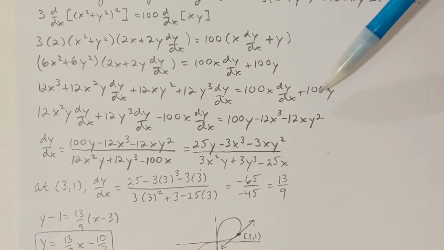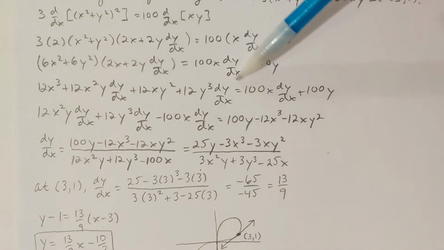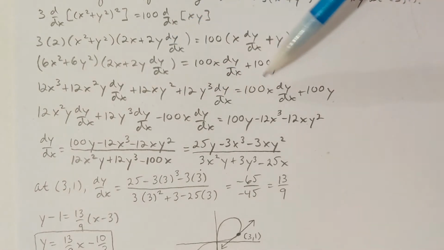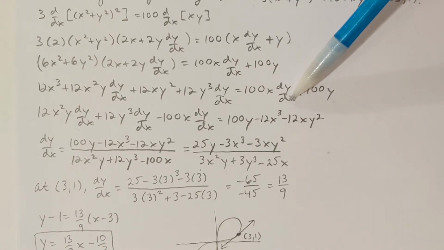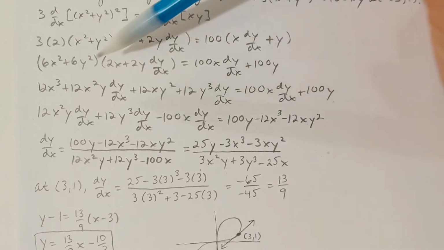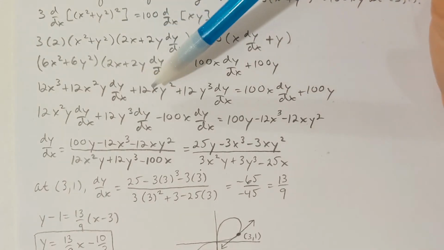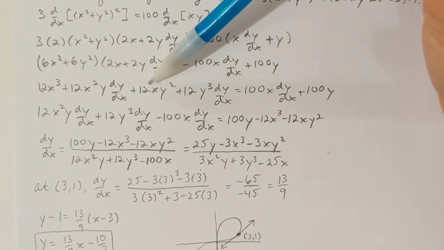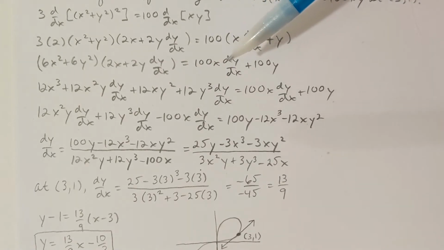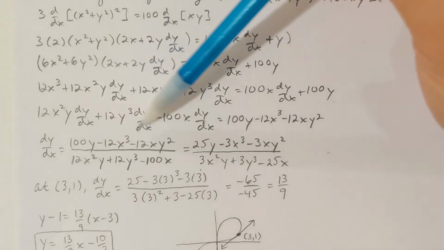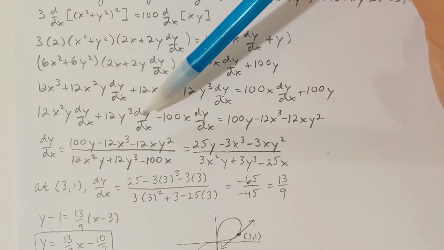And how about anything involving a dy/dx? Let's get that on the left. All the other terms, let's get that on the right. So I'll need to subtract 100x dy/dx from both sides. I'm going to subtract 12x cubed from both sides and subtract 12xy squared from both sides. And so that gives me this next line then.